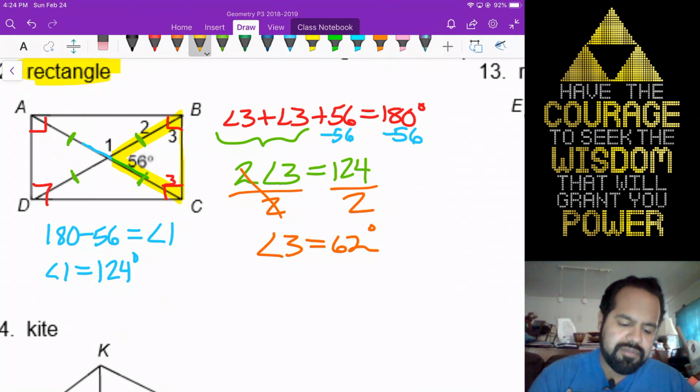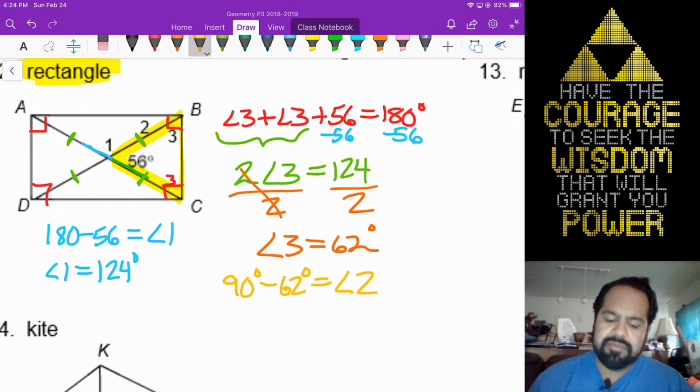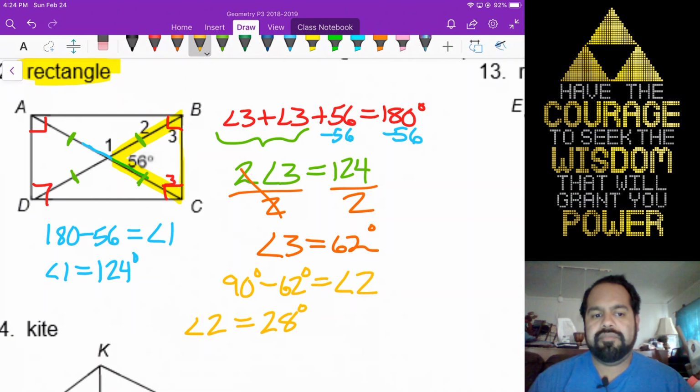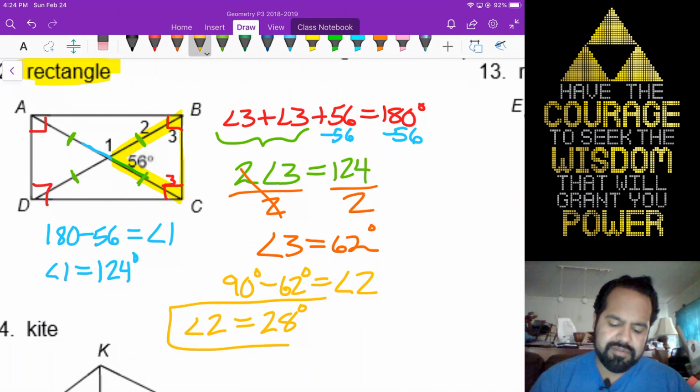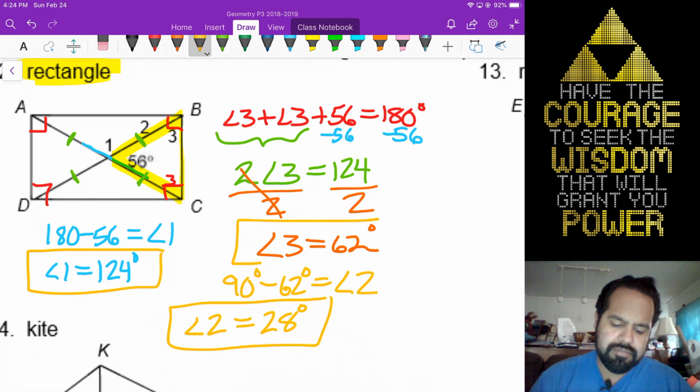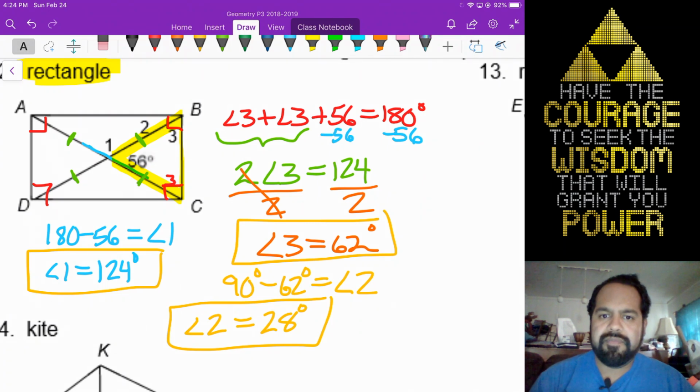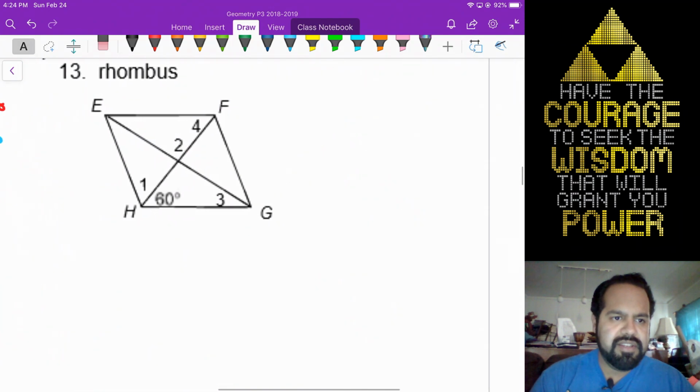So then angle 2 plus that 62 forms a right angle. So I'm going to say 90 degrees minus the 62 equals angle 2. So that's going to be 28. Nice. So that's angle 1, angle 2, angle 3. Sweet. All right.